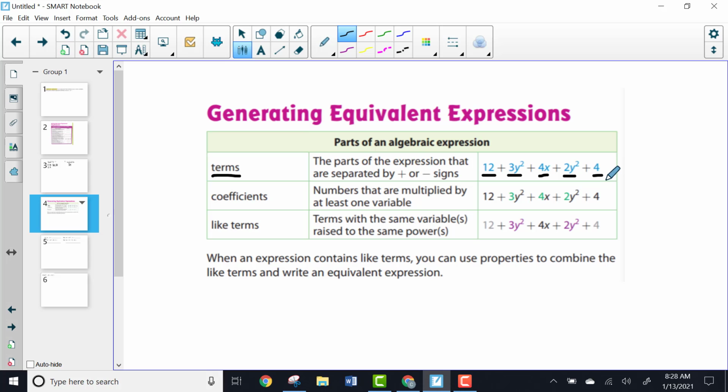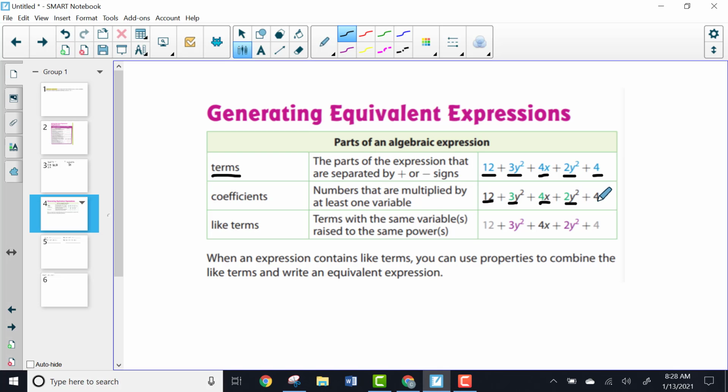So I'm going to talk about combining like terms. Okay, we'll get to that. Also, coefficients: numbers that are multiplied by at least one variable. We talked about in previous lessons that whenever a constant or a number is next to a variable, there's not any operation sign or anything, it means it's being multiplied. So coefficients are numbers that are multiplied by at least one variable. So we see 3y to the power 2, 4x, 2y to the power 2. Okay, so those are coefficients.